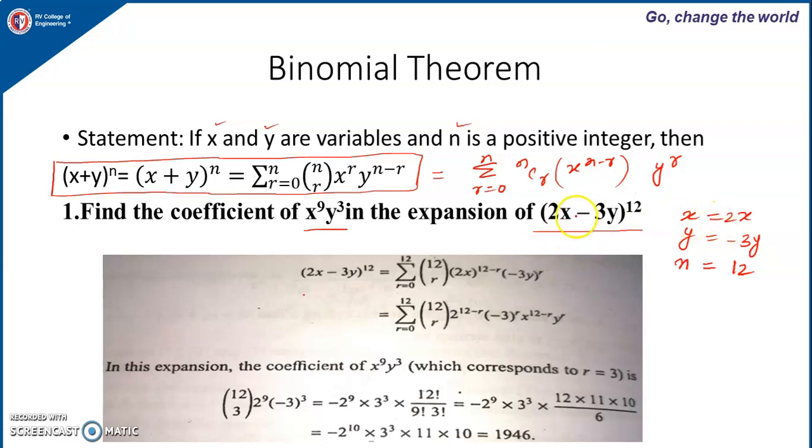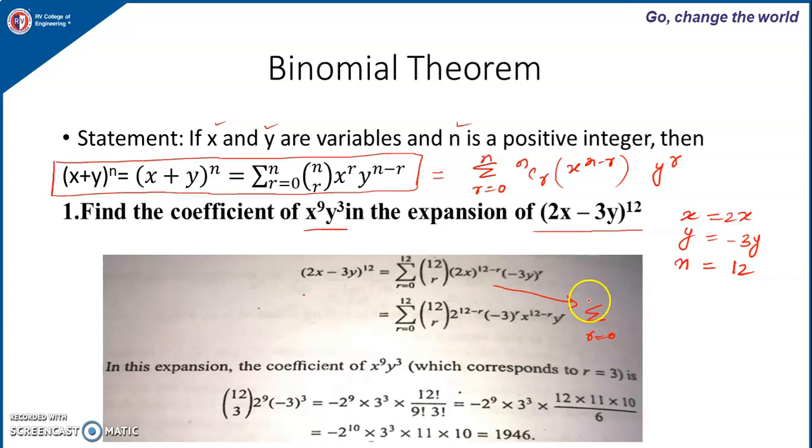We know the value of x, y and n, so we have to just substitute the values in this expansion. So now n value will be 12, r equals 0 to 12, 12Cr (2x)^(12-r), because x is 2x, and y^r, that is (-3y)^r. And then after this step, we will take the x term and y term and separate them.